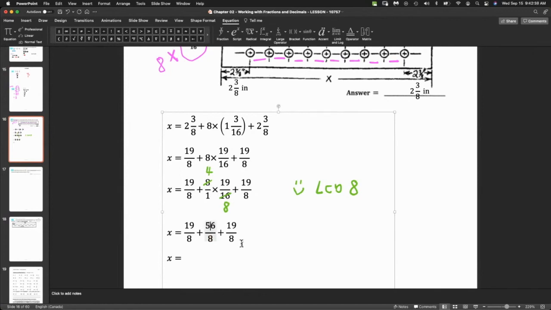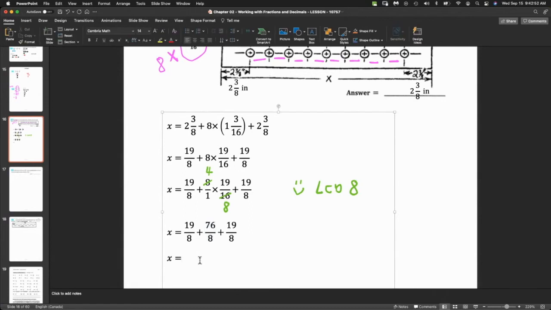Oh, sorry, that's 76. Thank you, Cosmo. Yeah, so that's 76. I just typed 56 on my keyboard. I'm a keyboard ninja. I type too fast sometimes for my own good. Anyway, what's 19 plus 76 plus 19? Is that 114? Yeah.